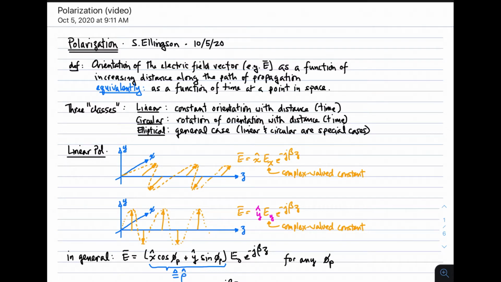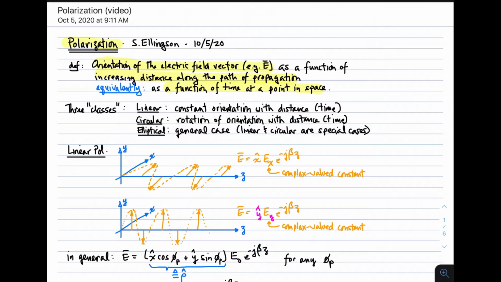Hi, and welcome to a lecture on polarization. Polarization refers to the orientation of the electric field vector as a function of increasing distance along the path of propagation, or, equivalently, as a function of time at a fixed point in space. Note that polarization refers to the change in the electric field vector's orientation as a function of either time or distance.